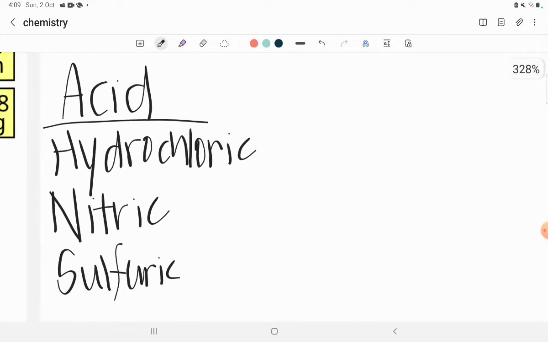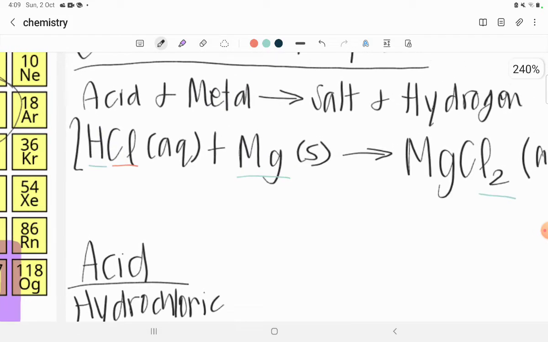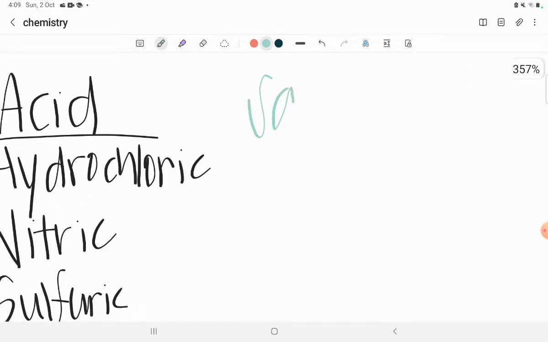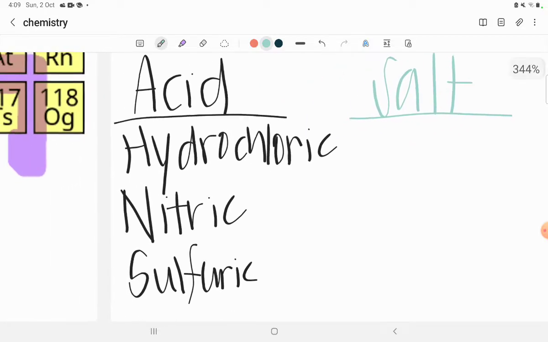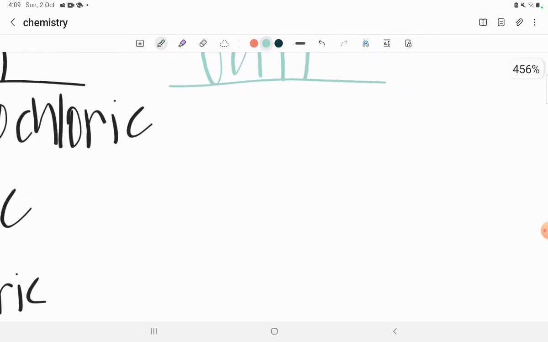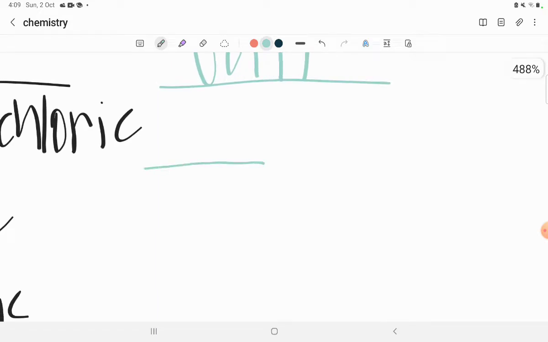As seen over here, acid plus something will give you a salt, right? So how do we know the name of the salt? Well, there's a specific set of rules that we follow, which is basically, if hydrochloric acid reacts with something, the salt of that will be something chloride.